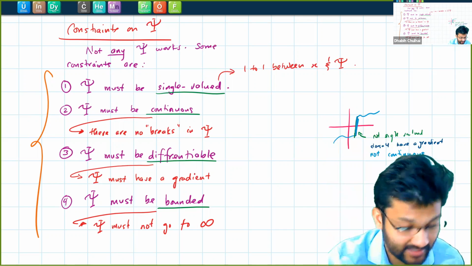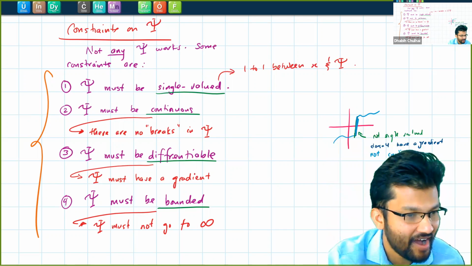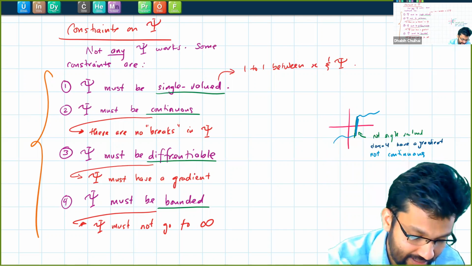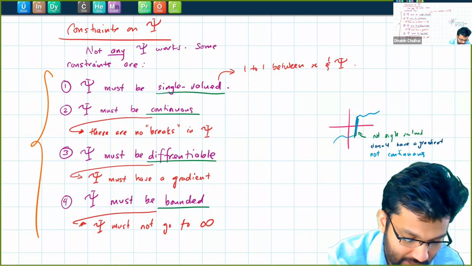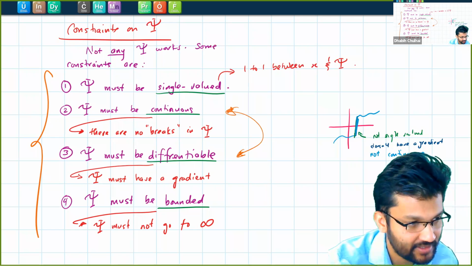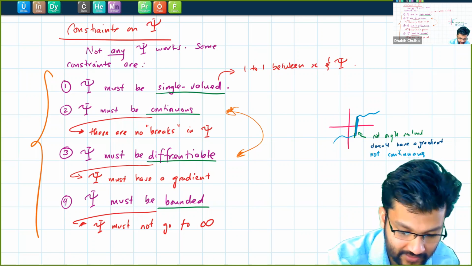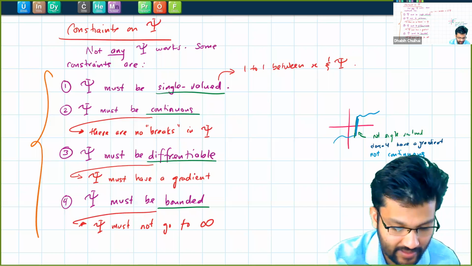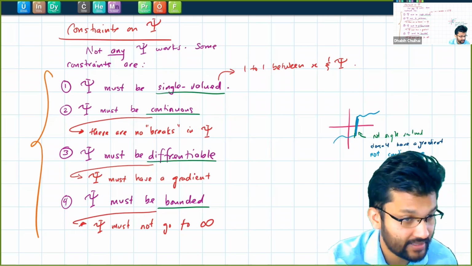Your textbook only has 3 constraints, so I give you an extra one. And really, I'm not sure which 2 they put together, but these 2 constraints can be thought of as the same thing, because if you're not continuous, then your gradient is crazy. I'm not sure what the 5th constraint that you looked at in inorganic is, but if you do find out what that is, let me know.